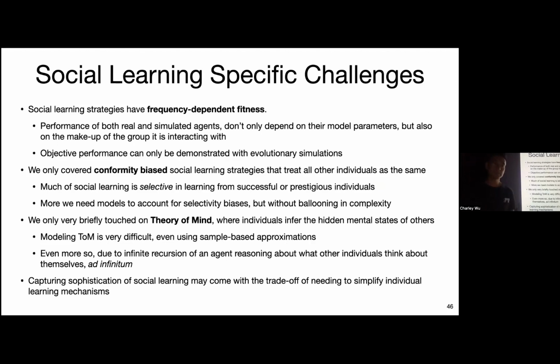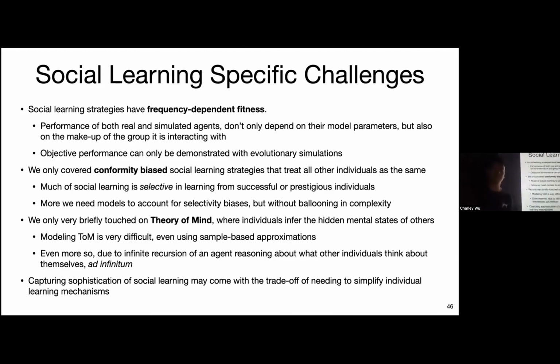So first of all, one big challenge is that, as we've shown with Rogers' paradox earlier, social learning has frequency dependent fitness. The performance of both real and simulated agents doesn't only depend on the model parameters, but also the makeup of the group they're interacting with, right? So I talked about simulating learning curves. Well, if those learning curves are based on social learning tasks, how well you perform with your set of parameters also depends on what other people are interacting with, right?